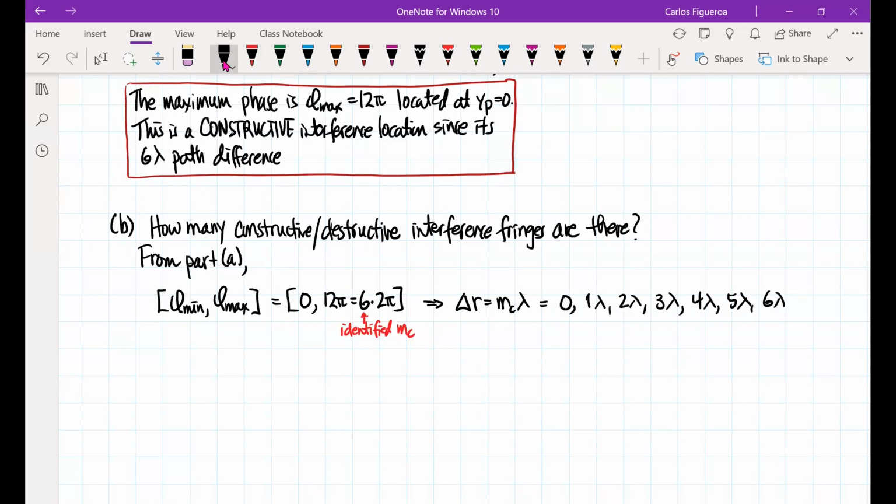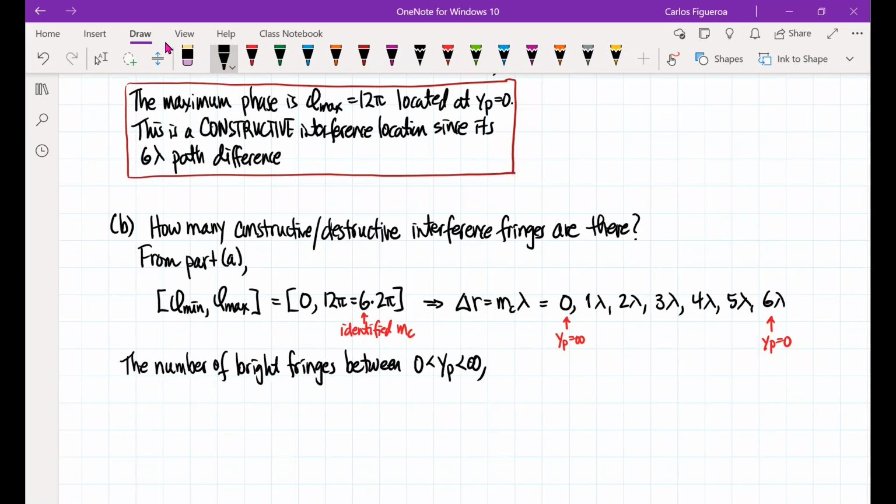So here's what I think is really interesting. This occurs at yp equals infinity. This occurs at yp equal to 0. So this tells me the number of fringes that are between 0 and infinity here. So the number of bright fringes between 0, yp, and infinity is 7.